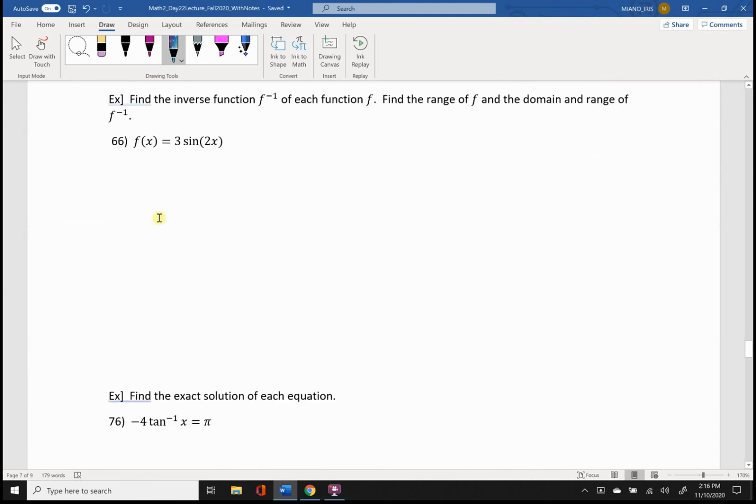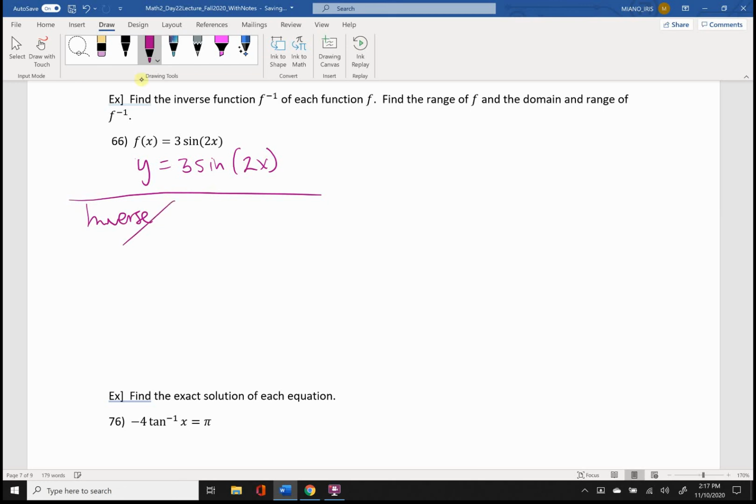Okay, let's go ahead and find the inverse function of this sinusoidal function right here. Okay, so here we go. Remember how to find the inverse of a function, right? You're going to let f of x equal y, and then you're going to draw a line and say, all right, everything underneath here is now the inverse, and we're going to switch the x's and the y's. So now it's going to be x equals 3 sine of 2y. And it's our job now to solve for y.